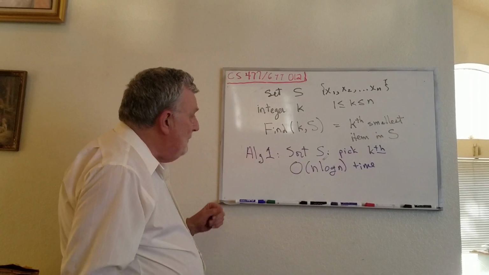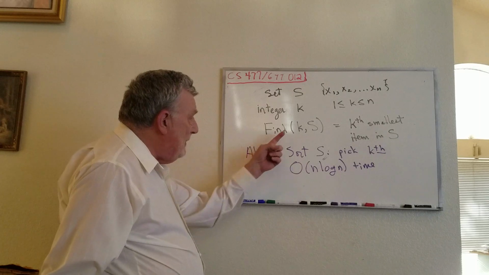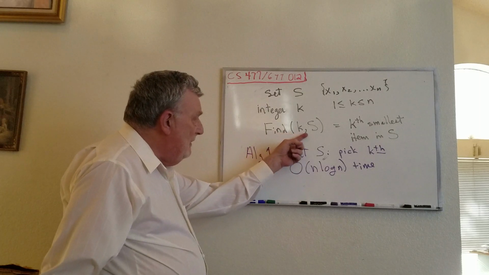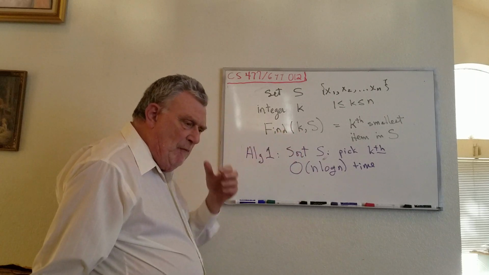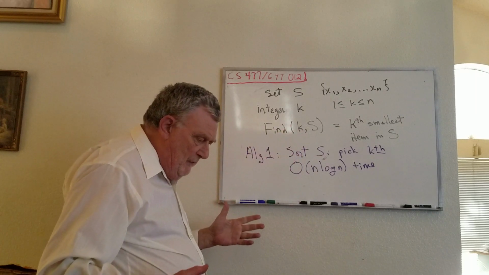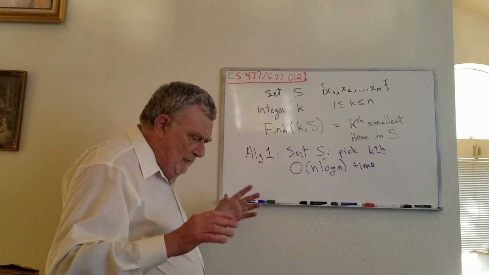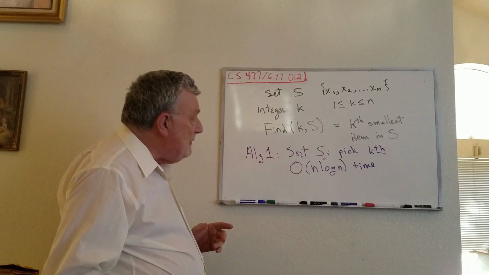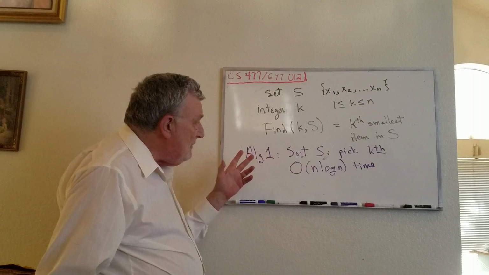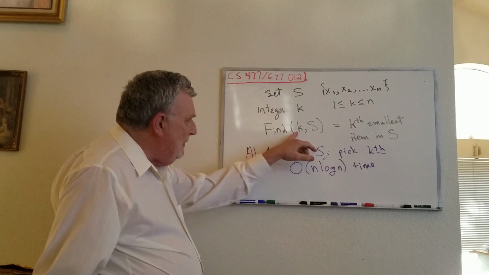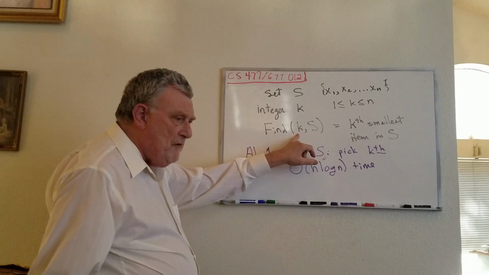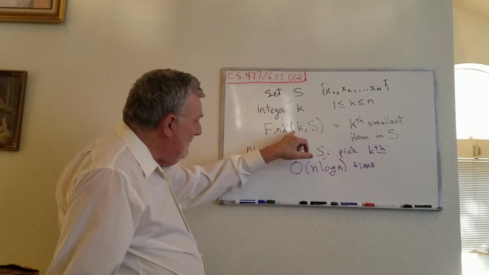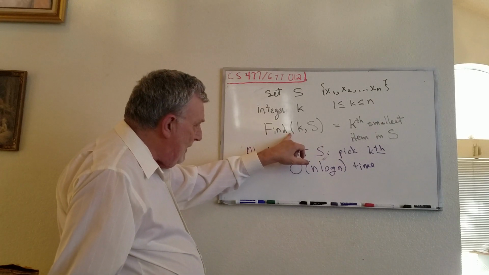Now I'm going to introduce the problem of finding the kth smallest item in S. This is a generalization of the median problem. The median problem would be to find the n over 2 smallest item in S, where n is the size of S. However, it turns out that we have to use this more general term, which is sometimes called order statistics or rank, but I'll just call this function find.